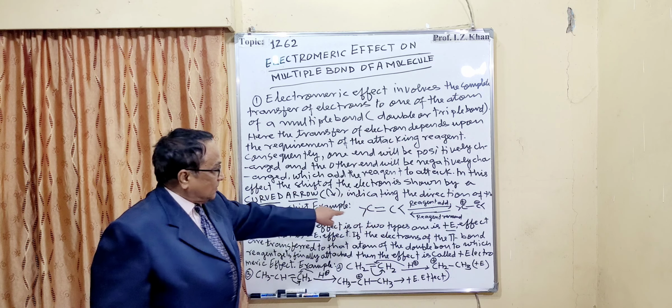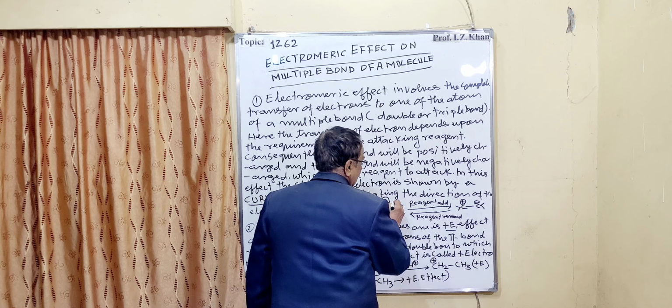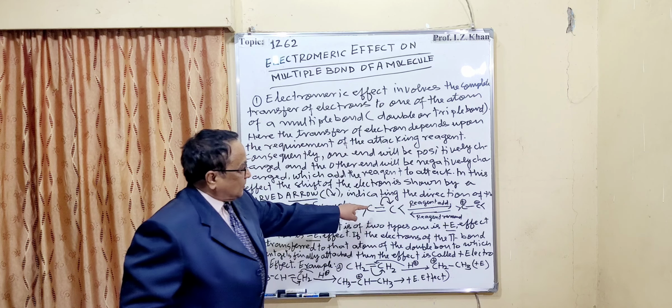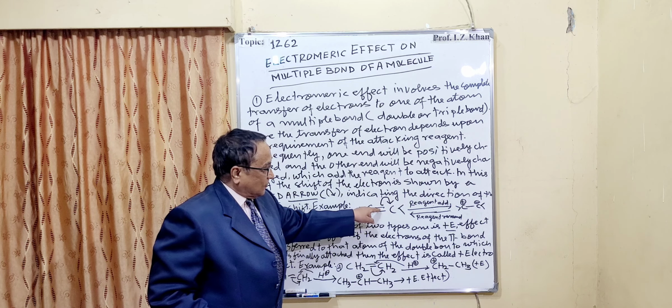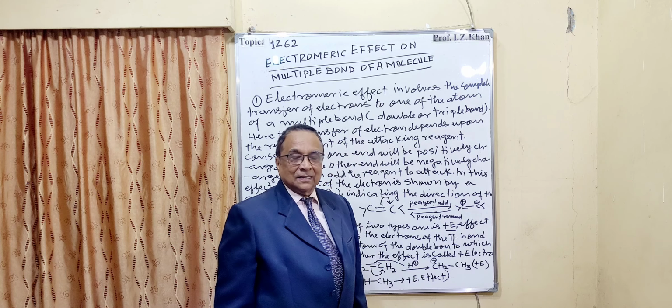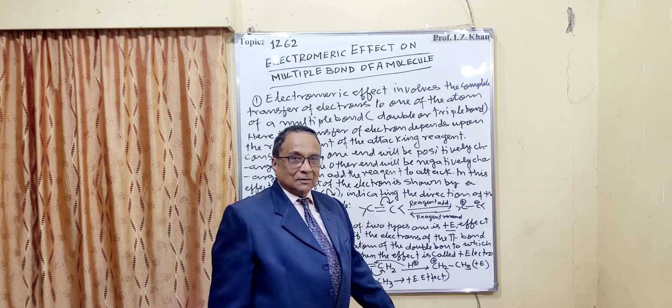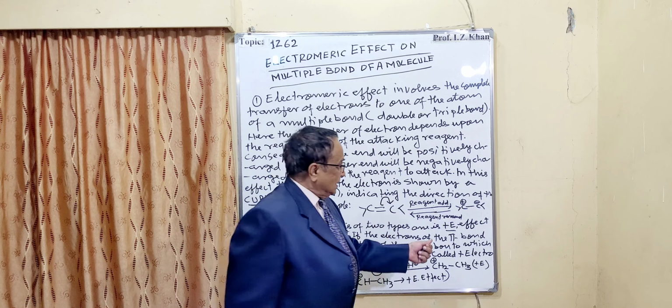For example, if I show it in this reaction, it will be like this. This curved arrow means the pi electrons from the pi bond move towards this direction, when you are adding the acidic reagent. But once you remove the acidic reagent, it will be reversed again to its original direction.